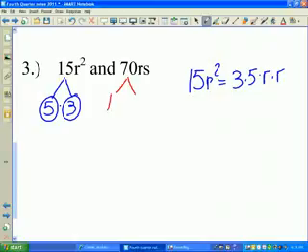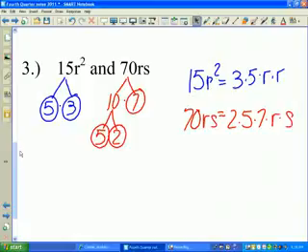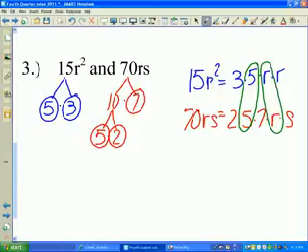Now the 70. I can say 10 times 7. With that 10 broken down will give me 5 times 2. Again, the 7 is a prime number. So far with 70RS, I have 2 times 5 times 7 times R times S. So now, what do they have in common? They have one 5 in common, and they have one R in common.